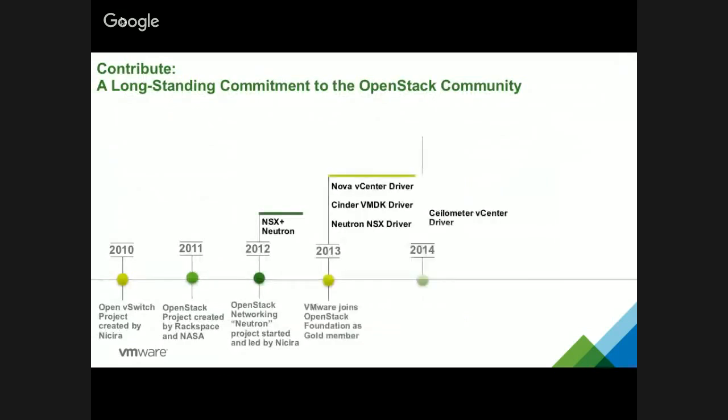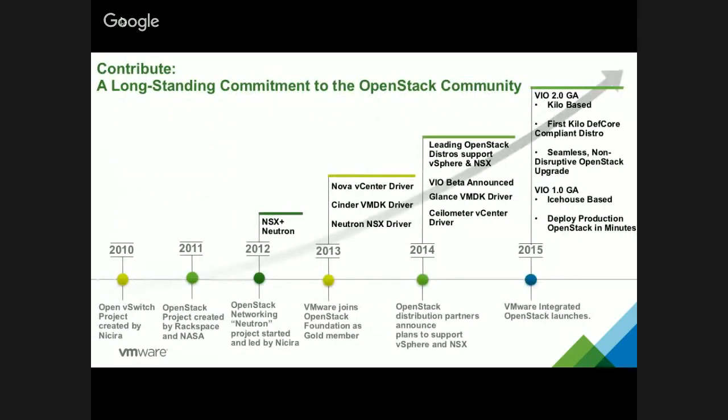And just to show you a little timeline of our contributions starting in 2010, you had the Open vSwitch project started by a company called Nicira, which VMware eventually acquired. And from then on, we kept on going on with our OpenStack contributions. So in 2013, we had drivers for vSphere, Cinder, and Neutron. And then also with last year, we had the first release and second release of VMware Integrated OpenStack. 2016, we're looking to continue with that momentum.